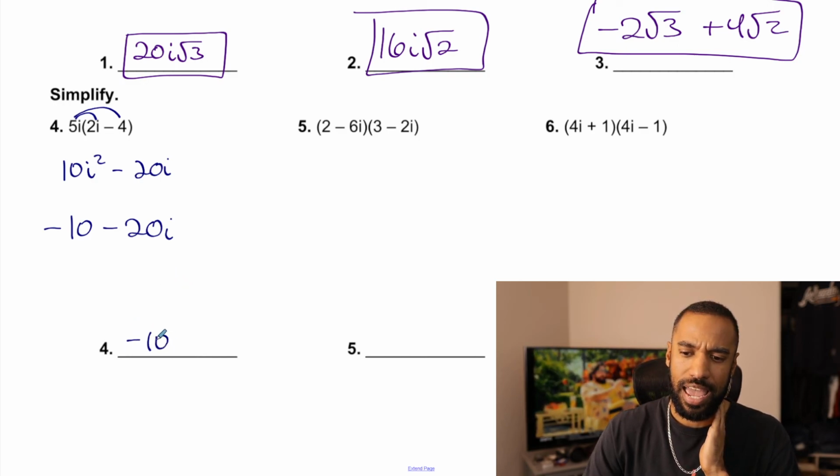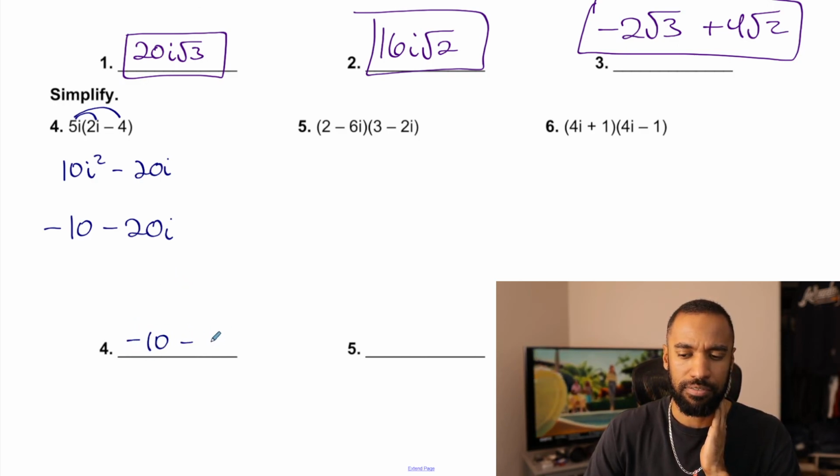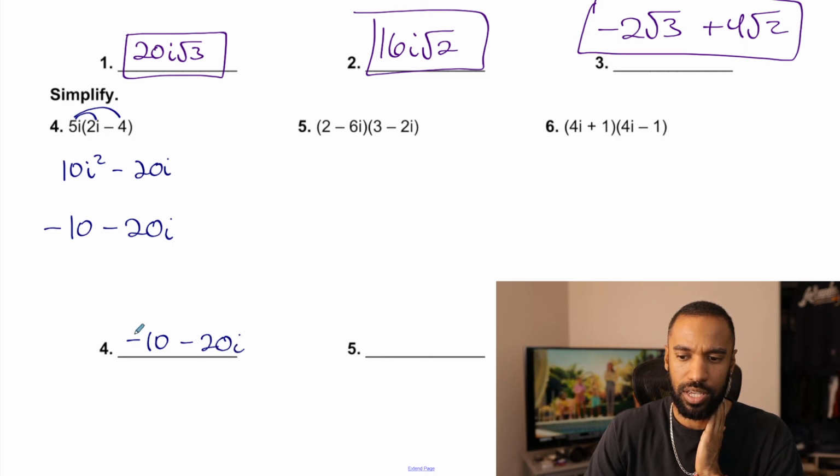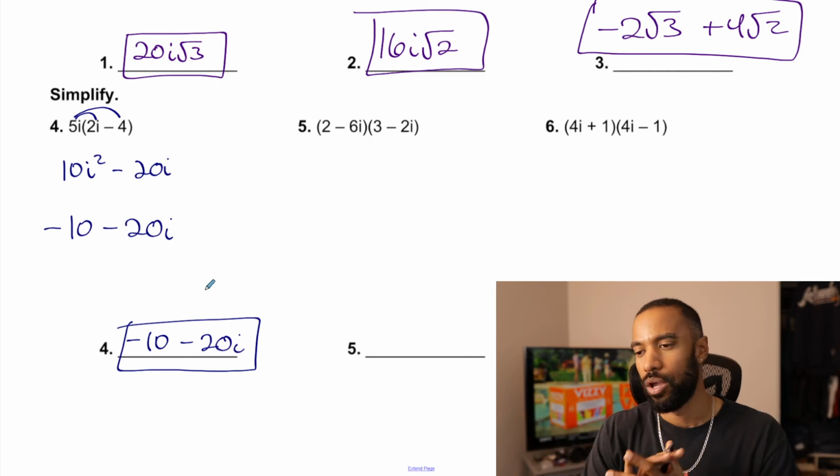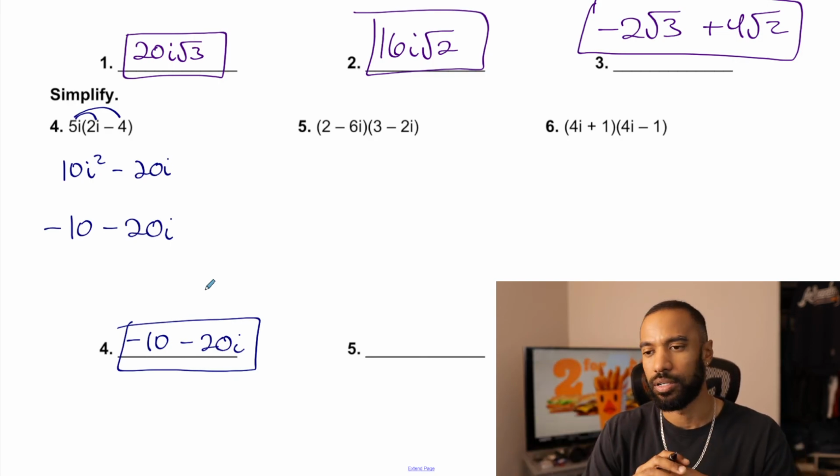And you want it in that a plus bi form, a being negative 10, b being negative 20 in this case. A plus bi form is like that. It's known as a complex number with a real part and an imaginary part.